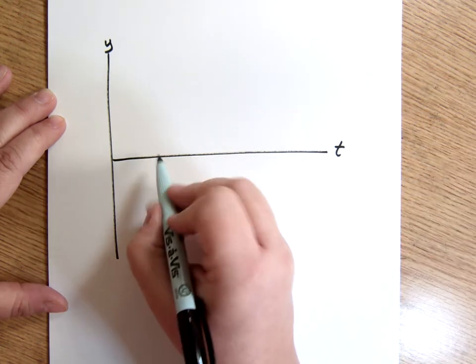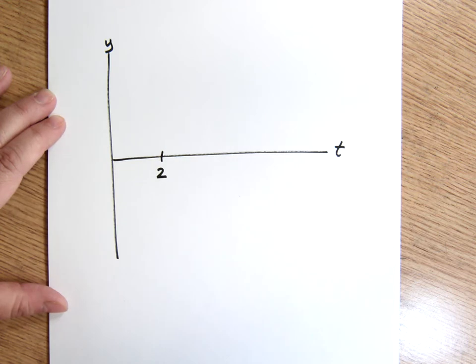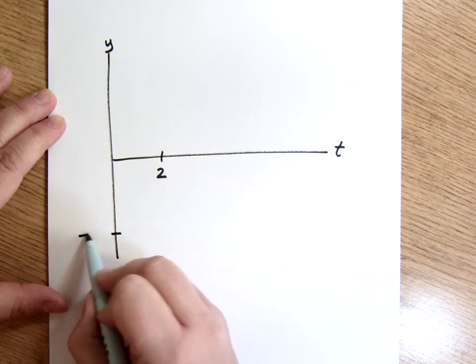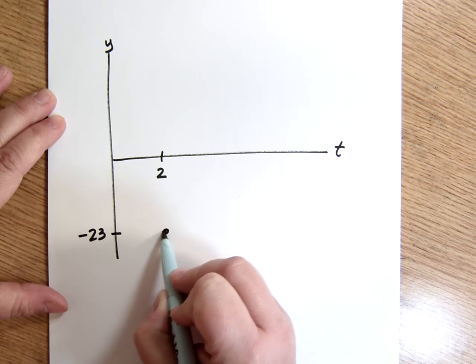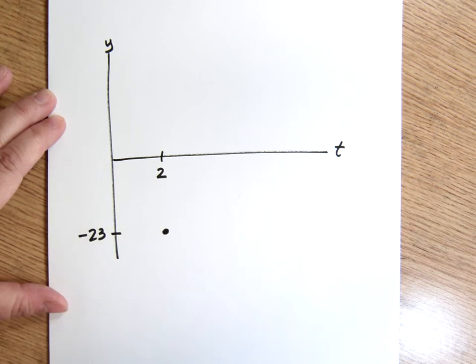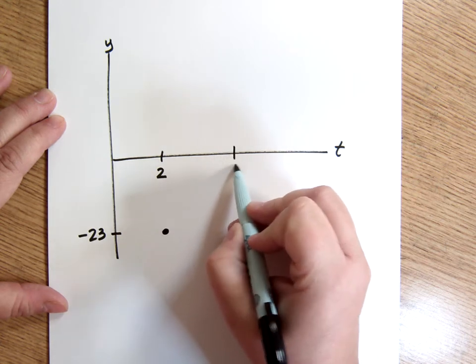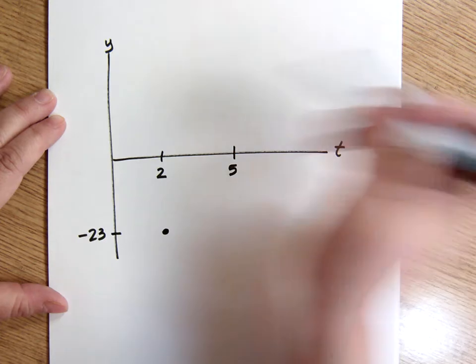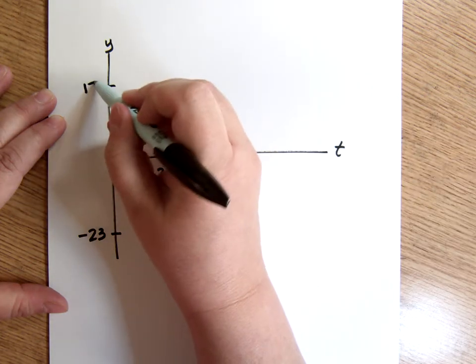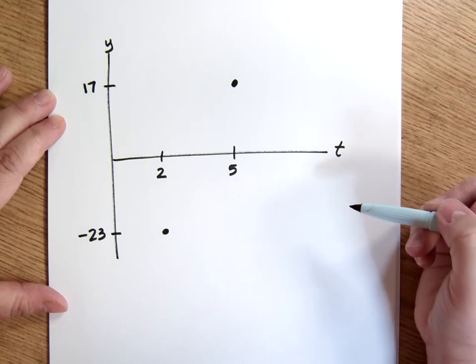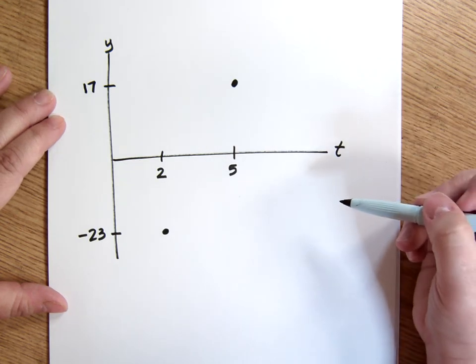Jane finds that when t is 2 seconds, Tarzan is at one end of his swing where y is negative 23. So that means he's on the land side, in negative values, negative 23. Here he is. She finds that when t is 5 seconds, he reaches the other end of his swing, and y is 17. So he's 17 meters out over the water at t is 5, when 5 seconds have passed from the time she started her stopwatch.